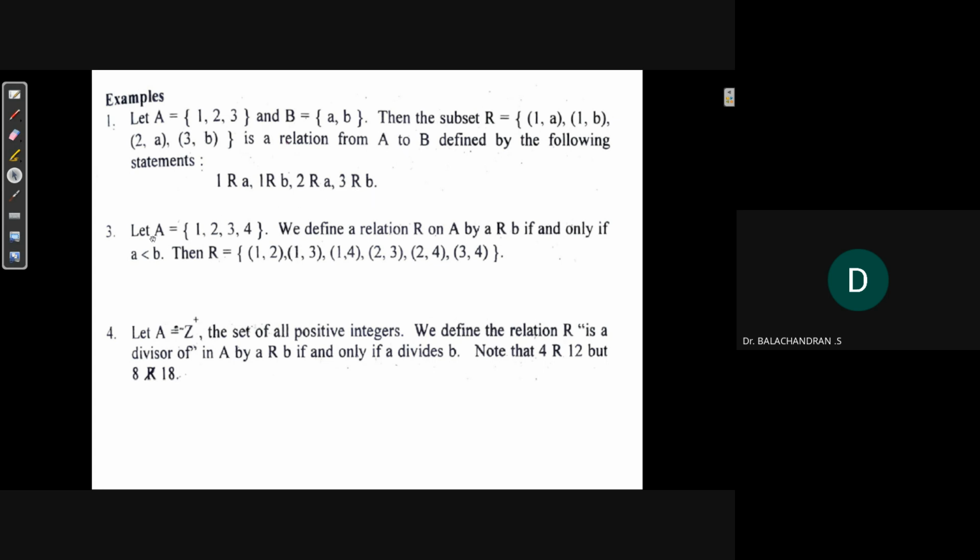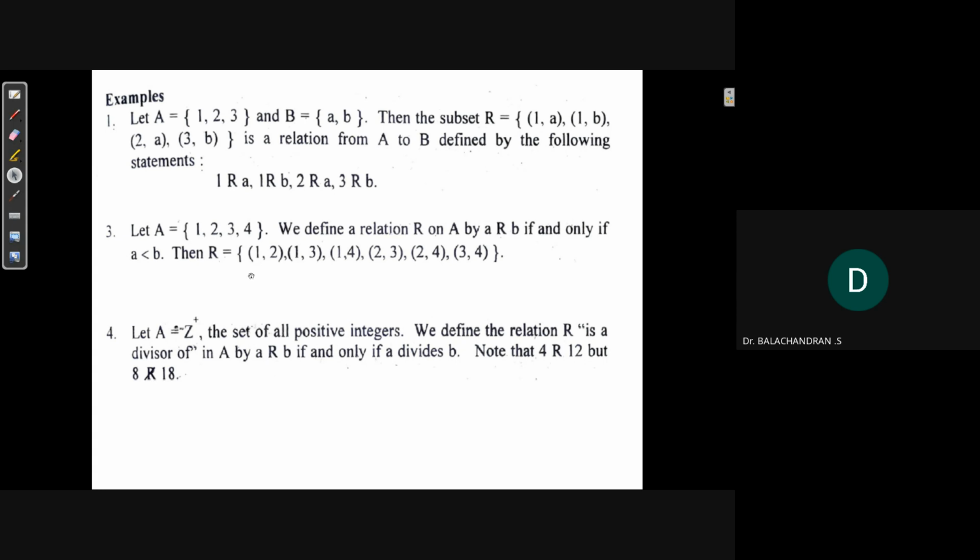Second example: let A equal {1, 2, 3, 4}. We define a relation on A by a is related to b if and only if a is less than b. So 1 is less than 2, 1 is less than 3, 1 is less than 4. Similarly, 2 is less than 3, 2 is less than 4, 3 is less than 4. So this is the relation R.